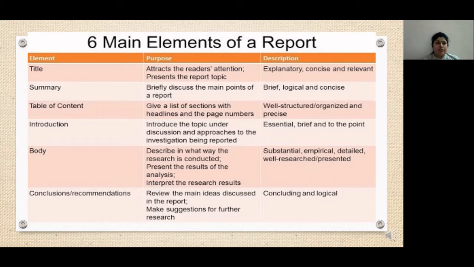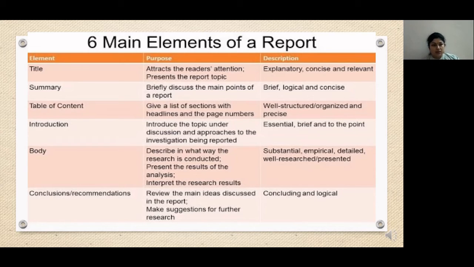Title is, as everybody understands, what tells you what the report is actually about. It attracts the reader's attention and presents the report topic. It is explanatory, concise, and relevant. You have also done this during school, whenever you were writing a project or certain types of reports, you always used to write a title on the front page. So basically the title tells you what is there inside that particular report, what topic or subject is going to be talked about.